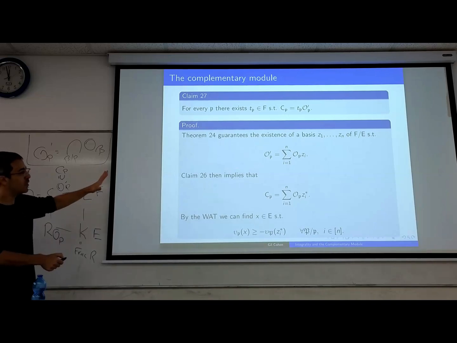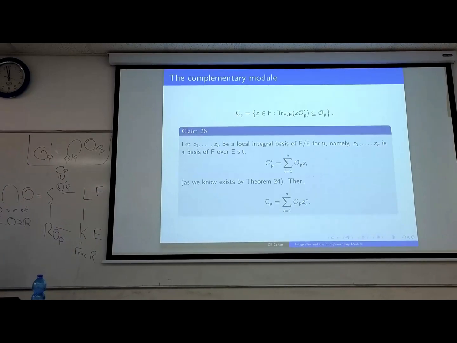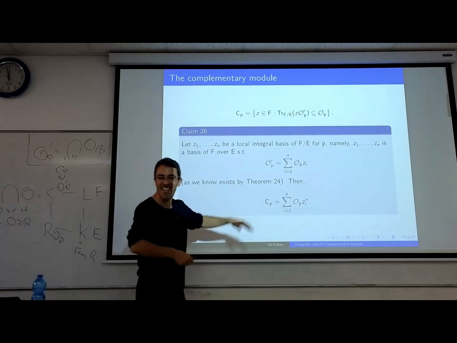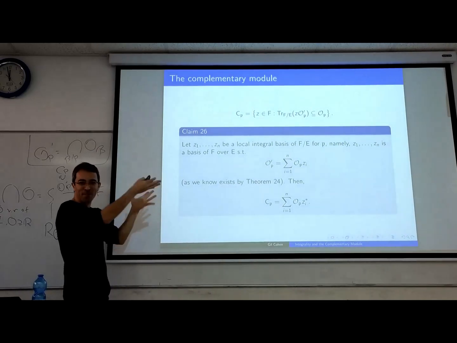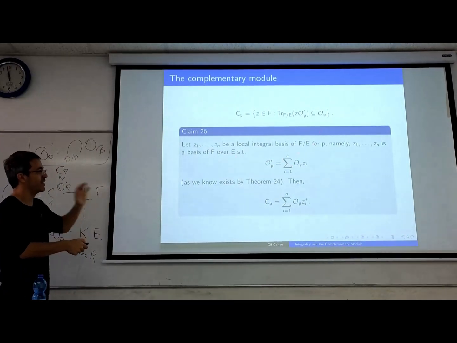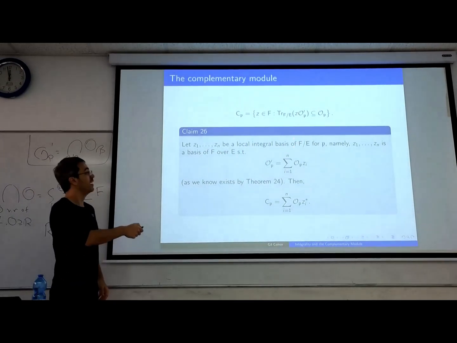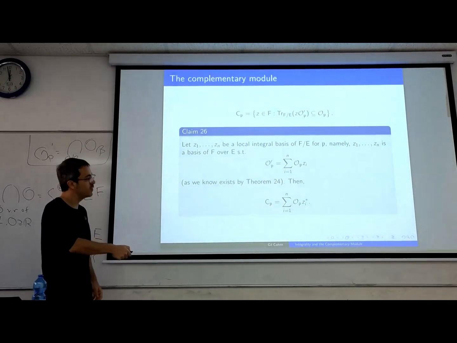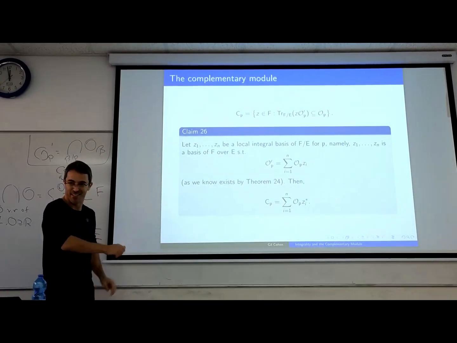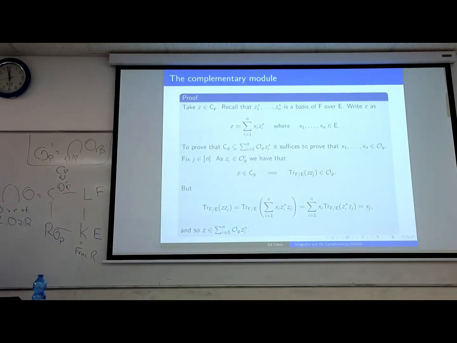I don't remember where we were. Oh, that's the proof of something. It all looks the same, you have C_P's and O_P's. Okay, so if you have a local integral basis for P, namely Z_1 up to Z_n satisfying this, then the complementary module is exactly that. That's what we said.